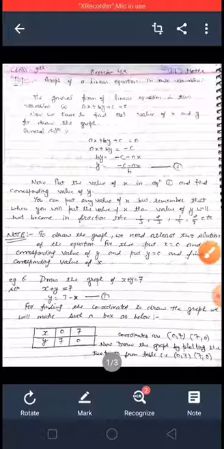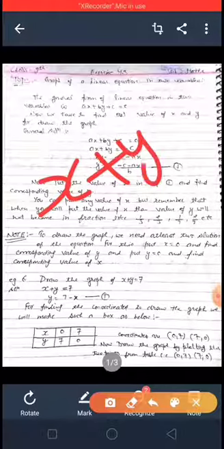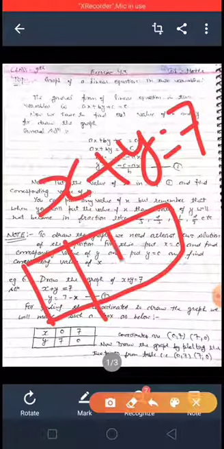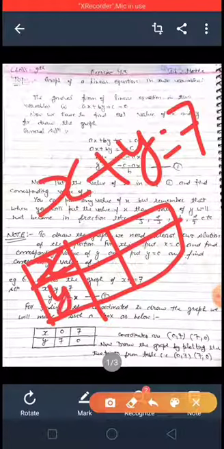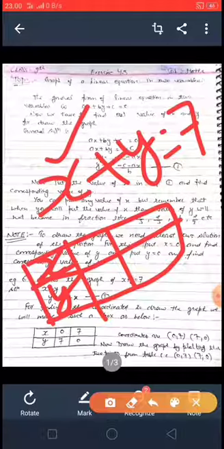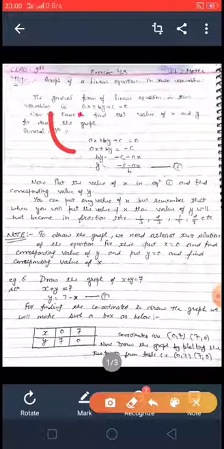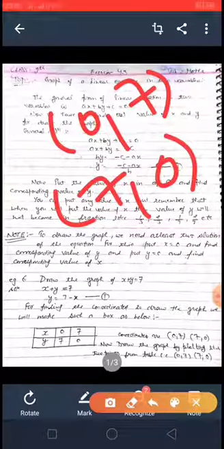Clear? Now we will start our example 6. Draw the graph of x plus y is equal to 7. So to draw the graph, find the value of x in the form of a box. Put x here and write y here. Now put x is equal to 0 in this equation, you will get y is equal to 7, and when you put the value of y as 0, the value of x will become 7. So there are two coordinates, one is 0, 7 and the second is 7, 0. These are the two coordinates, or we can say these are the two solutions to draw the graph.